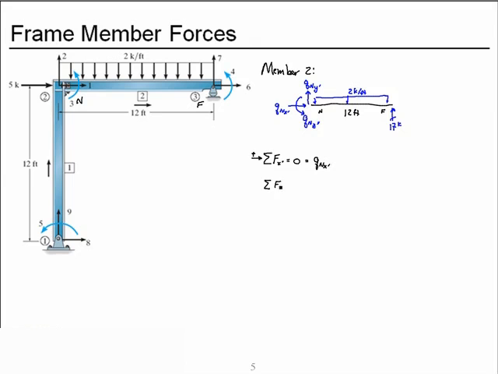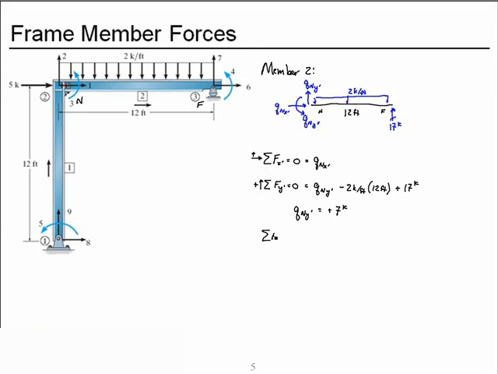Then I'll sum forces in the y prime direction, and so up is positive. We have our unknown ny prime minus the 2 kip per linear foot distributed load acting over 12 feet plus the 17 kip reaction at the right end, which means that ny prime is a positive 7 kips.